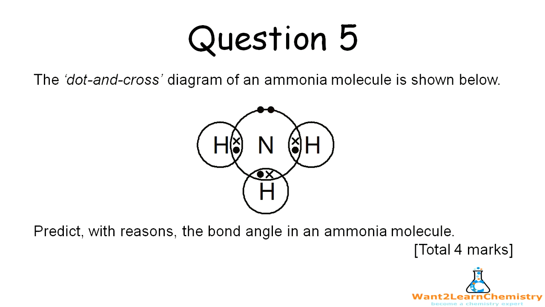And let's go over question 5. The dot and cross diagram of ammonia molecule is shown below. Predict with reasons the bond angle in ammonia molecule. This question is worth 4 marks. Pause this video, have a go at the question, and now let's go through the answer.